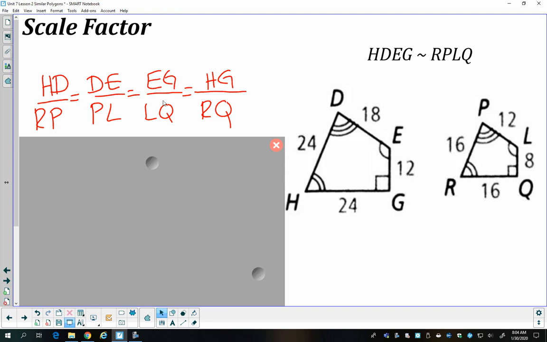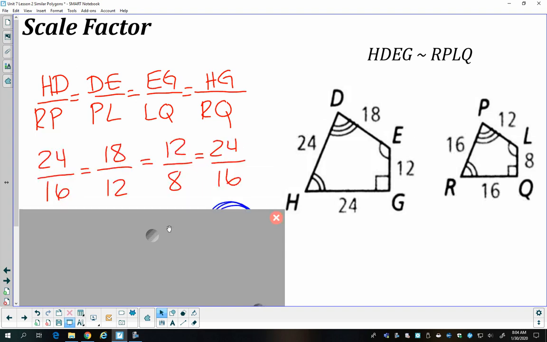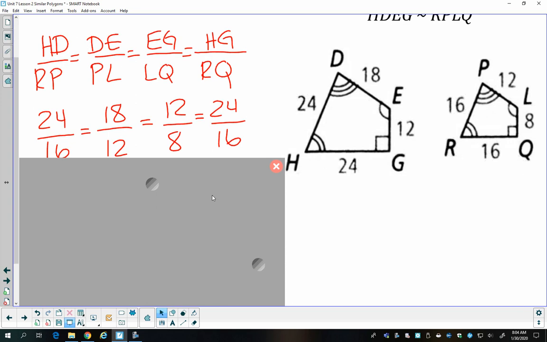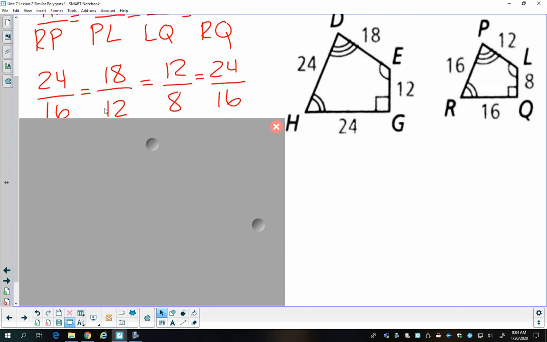So this is the extended ratio. I'm going to plug all the side lengths in. So HD is 24, RP is 16, DE is 18, PL is 12, so on and so forth. So now I actually have values in my extended ratio. And then I want to simplify each of these fractions as far as I can go.